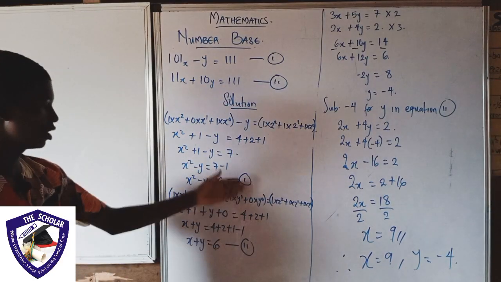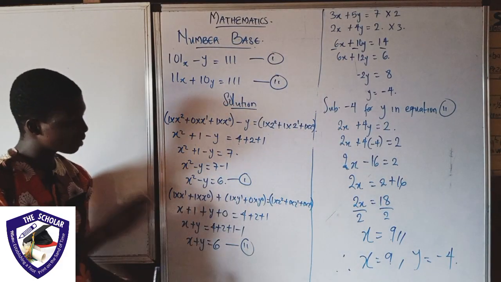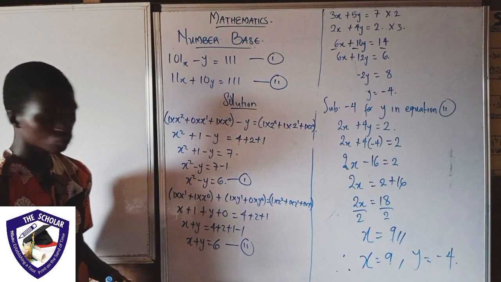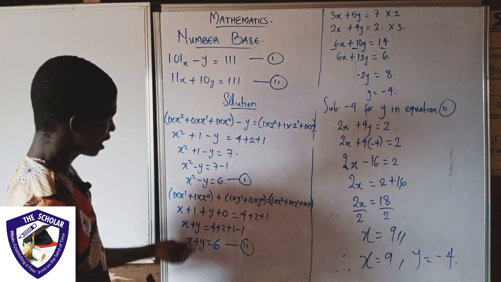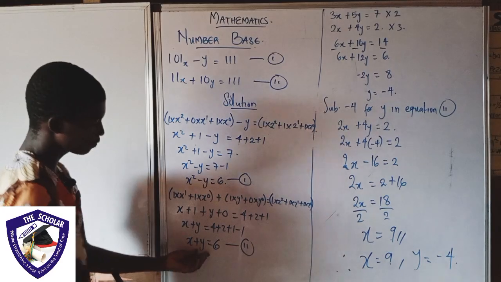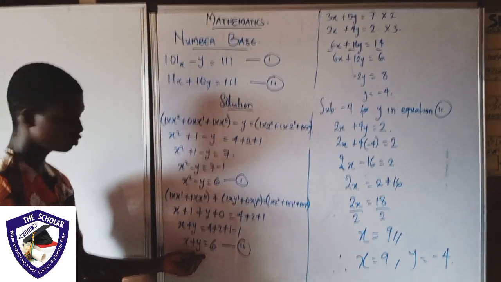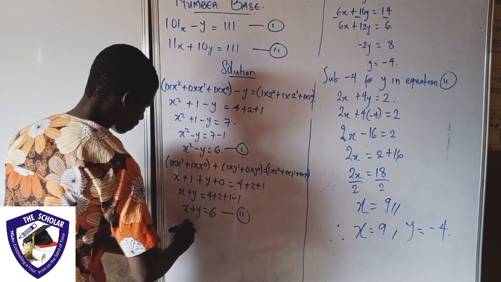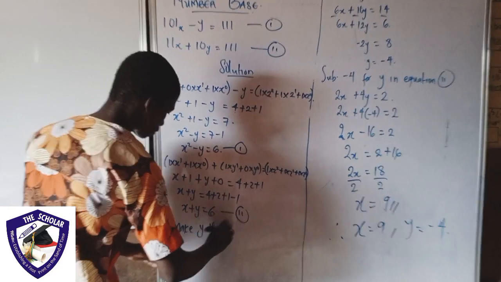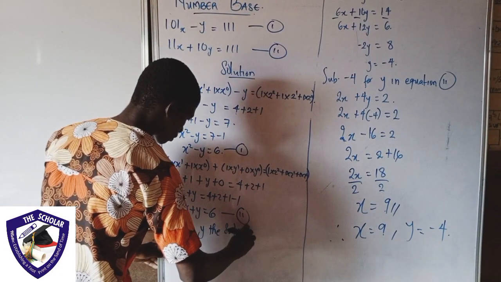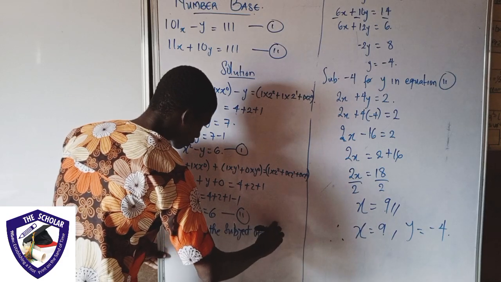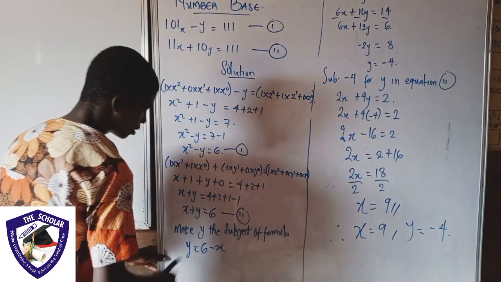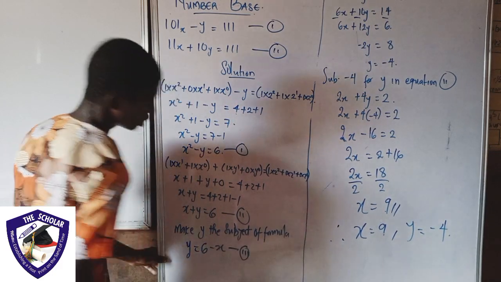So I have two equations. And now it is not just a simultaneous equation, but rather a simultaneous linear and quadratic equation, so we cannot proceed in the usual way. I have two equations. So I take equation 2. The first thing I will do is to make y the subject of the formula. So I have y equals 6 minus x. I call it my equation 3.